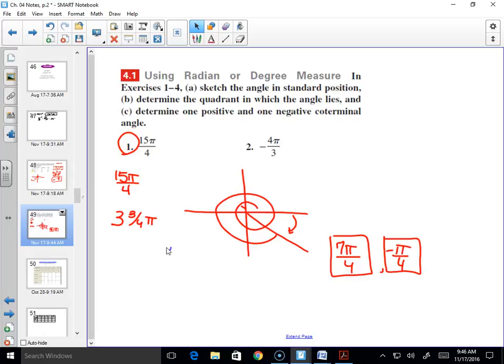Why does the back of the book say 23 pi over 4? Because that works too. That's another answer. They just added 2 pi. Because it's still a coterminal angle. Why can't they just go simple? Because it's easier. It's basically how you're supposed to do it, add 2 pi and minus 2 pi. That's the normal way. You got it. Okay.